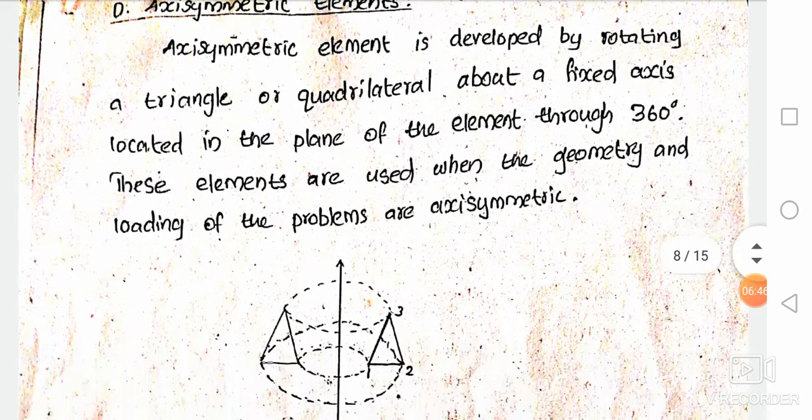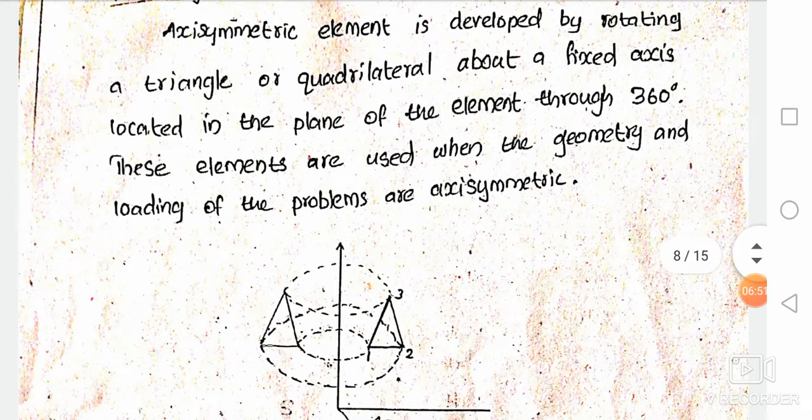Next one is the axisymmetric element. An axisymmetric element is developed by rotating a triangle or quadrilateral about a fixed axis located in the plane of the element through 360 degrees.